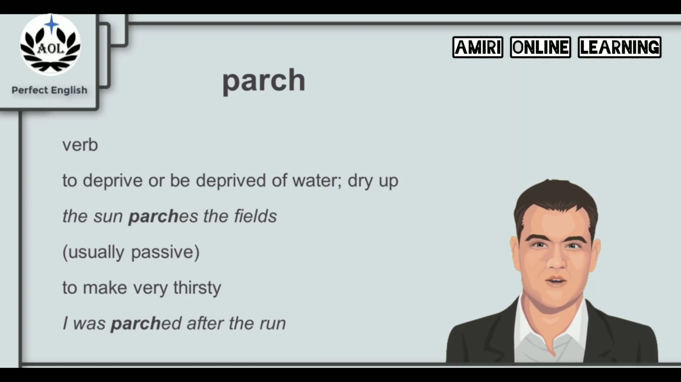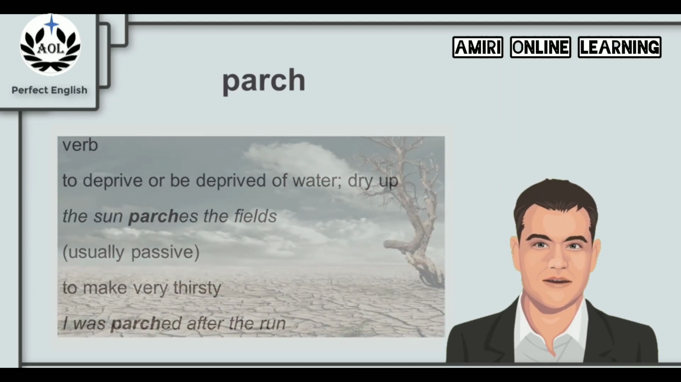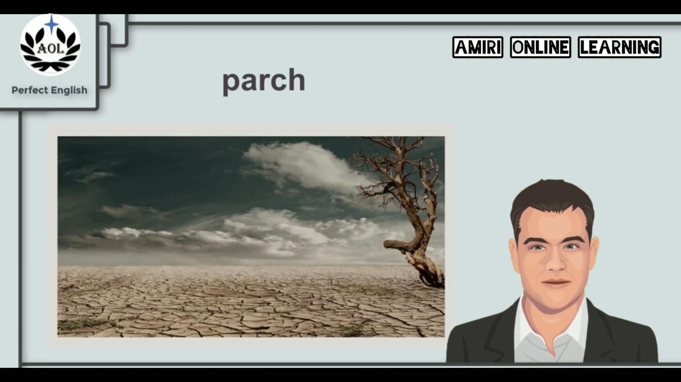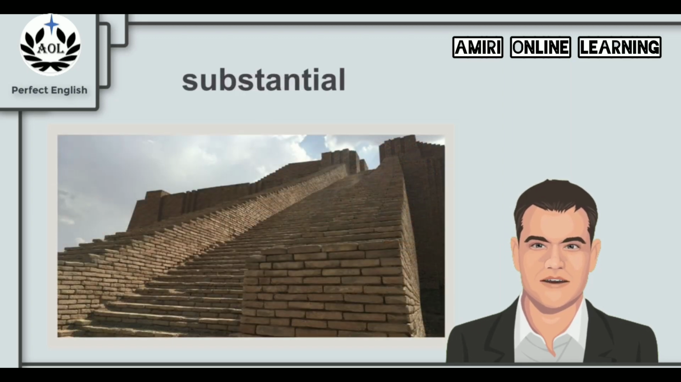For example, we say the sun parches the fields, and it can be used usually in passive to have another meaning, like to make very thirsty. For example, I was parched after the sun, and that means I was very thirsty. So the next time you remember this picture of this desert and this almost dead tree, remember the word parch and what it means. And now for the next key word, substantial.